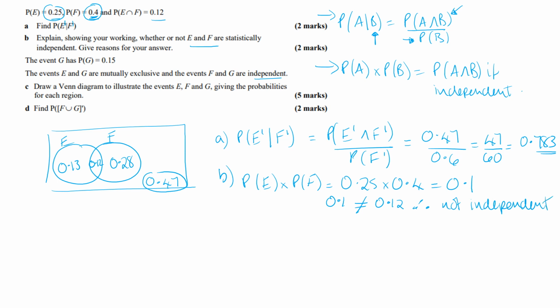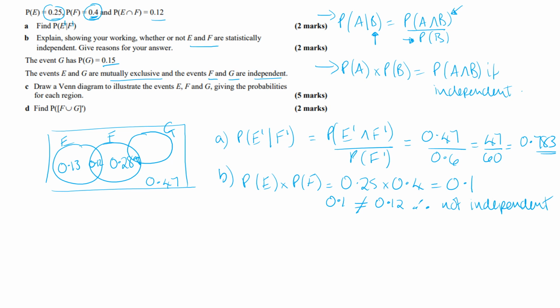Now we've got a new event. G is 0.15, and we're told that E and G are mutually exclusive. That means that there's no intersection. So we can put G here because there's going to be no intersection with E, because we're told they're mutually exclusive. But we are told that F and G are independent. So the probability of all of F times all of G does equal that intersect in the middle. So we've drawn it on, but we need to fill some values in.